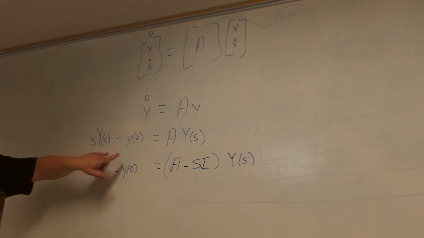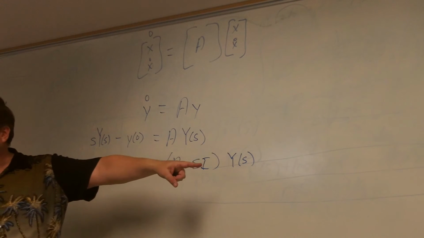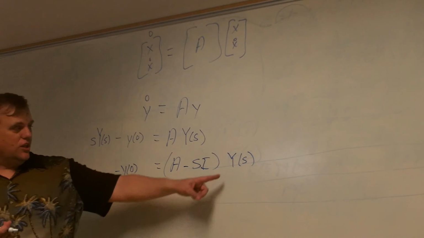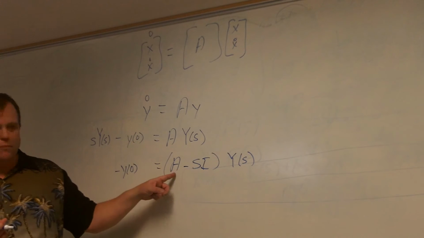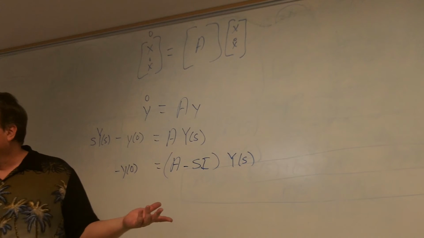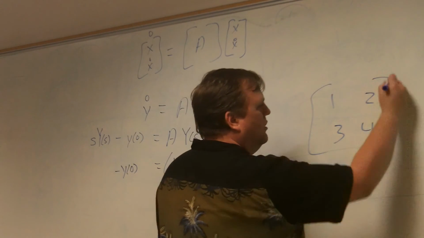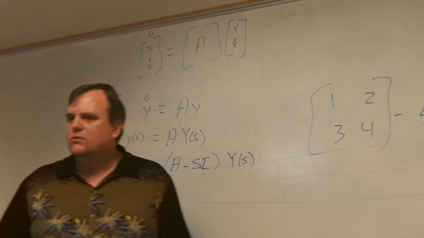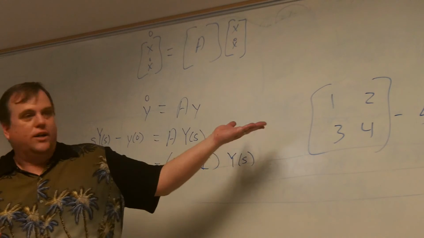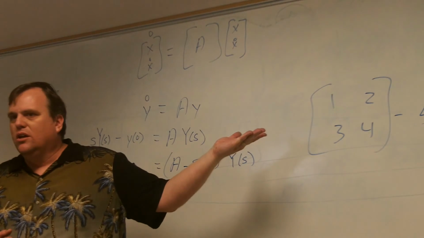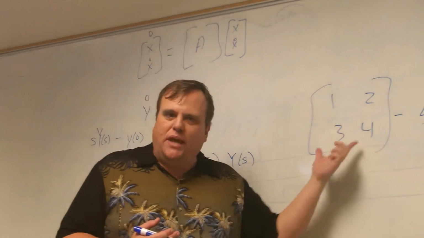All right. Take this to the other side. So you get minus s times Y of s, where the I? This is a vector. Oh, right. This is a matrix. You can't have a matrix minus a scalar. What did that even mean? If I told you 1, 2, 3, 4 minus 5, I have no idea what that means. I have no way to calculate that. It doesn't make sense to take a matrix minus a scalar.